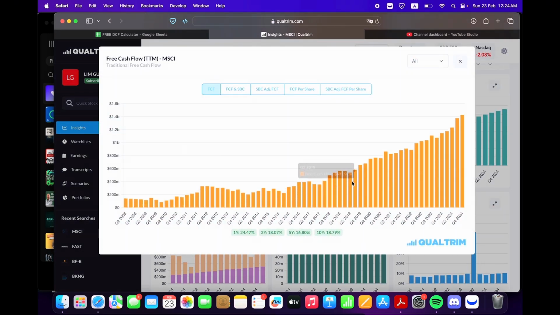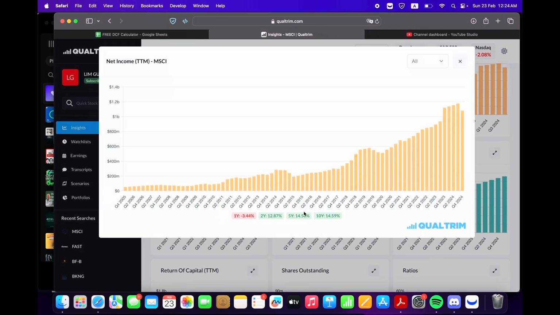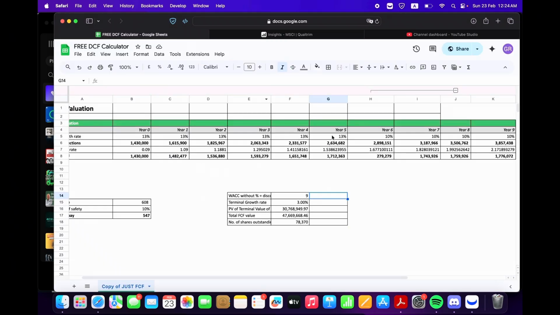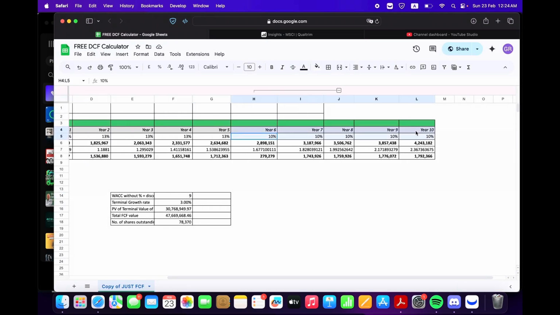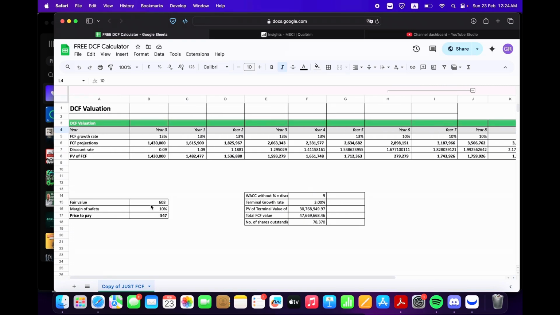As you can see for MSCI over here, over the past 10 years, the free cash flow grew at around 18%, past 5 years 16%, past 1 year 24%. But I think for MSCI, because the growth in the net income is slowing, I think the free cash flow will slow as well to around 13% and 10% in the next 5 years after the first 5 years. And as you can see over here, MSCI is currently trading at around fair value.